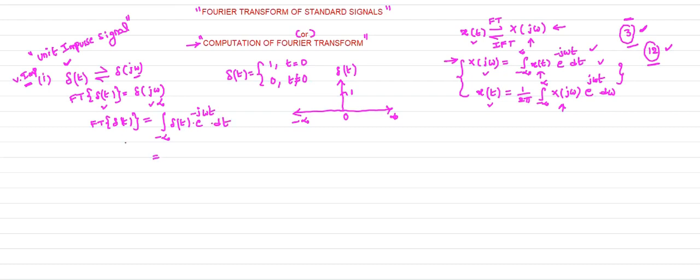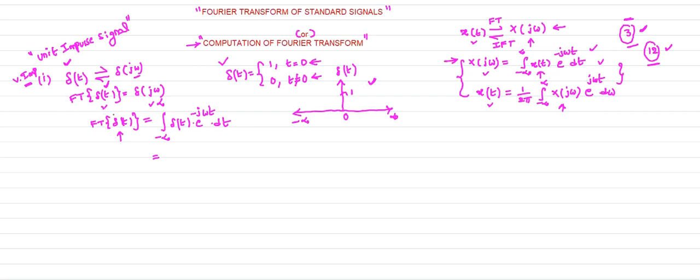Previously we had x of t there. In the place of x of t, now we have the unit impulse function, which is delta of t. The unit impulse signal is represented by delta of t, and it is defined in this way: delta of t equal to 1 for time t equal to 0, and it is 0 for time t not equal to 0. So this is the graphical representation of the unit impulse signal.